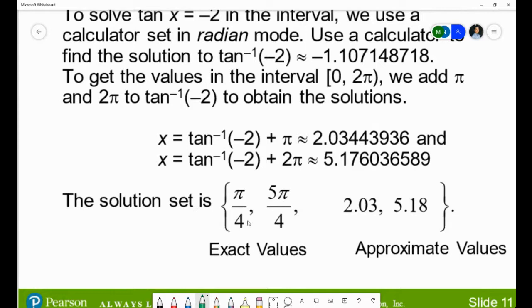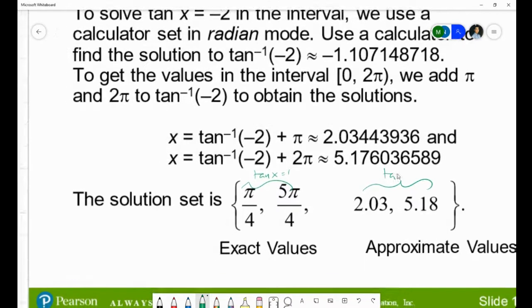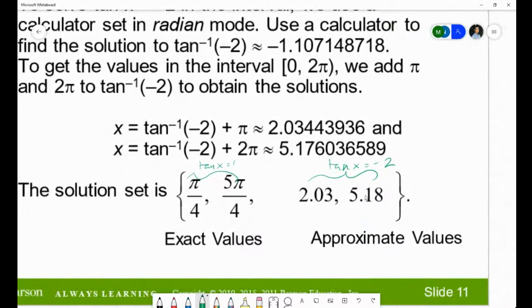5 pi over 4. So this right here is when tan x is equal to 1. This part right here is when tan x is equal to -2. Okay, so you can see this is an approximate value because tan x of -2 is not an exact value that we can get. Okay, so we have 4 solutions here. Is that okay?